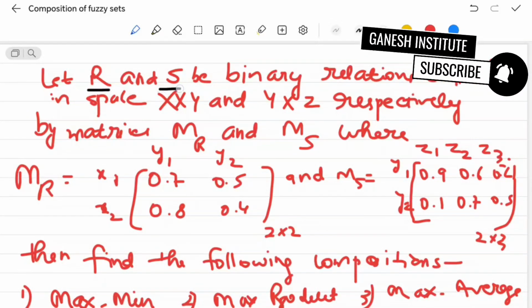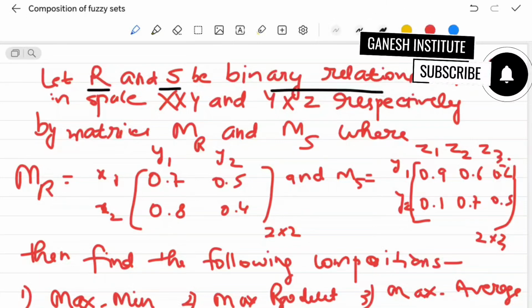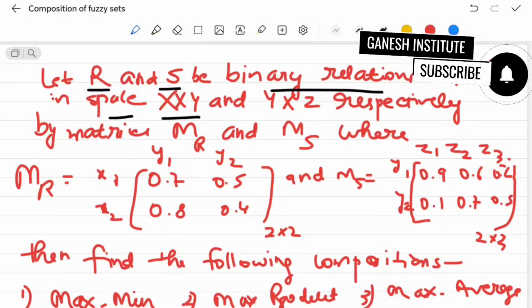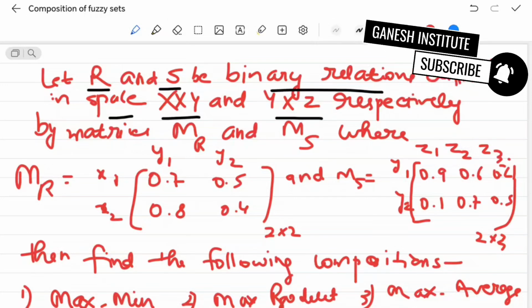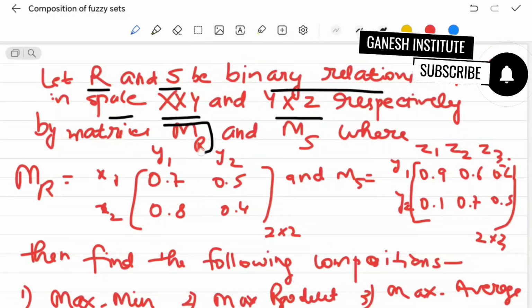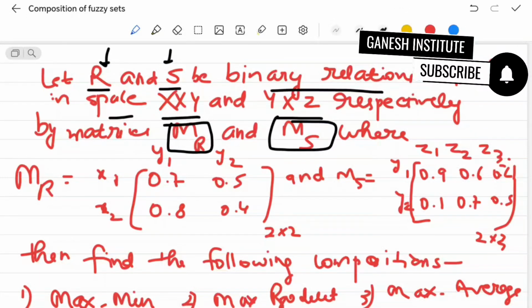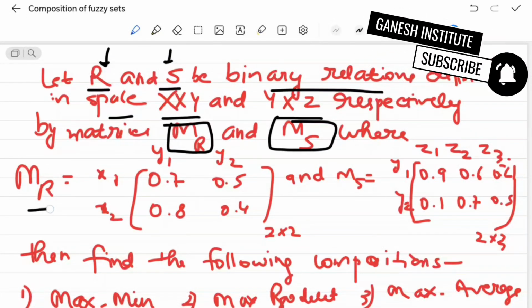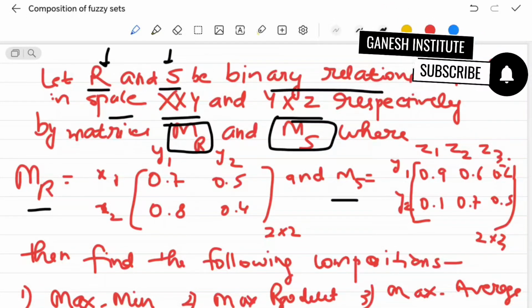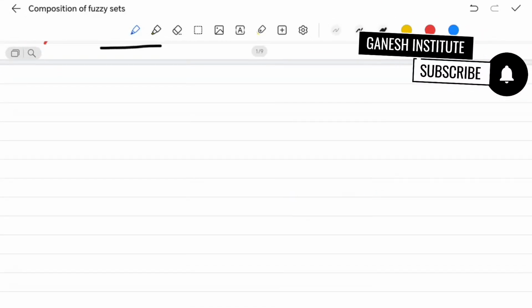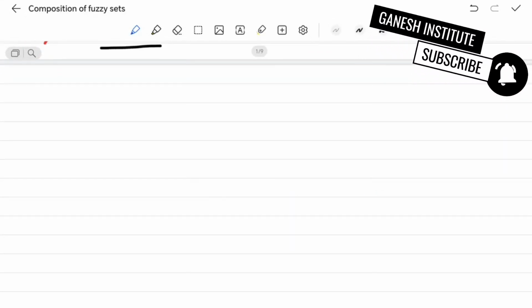Let R and S be binary relations, and the spaces in which they are defined are X×Y and Y×Z. We have two matrices MR and MS for the R and S relations, which are given as this, and we have to find out various compositions. Okay. Now, before going ahead, do you remember matrices?